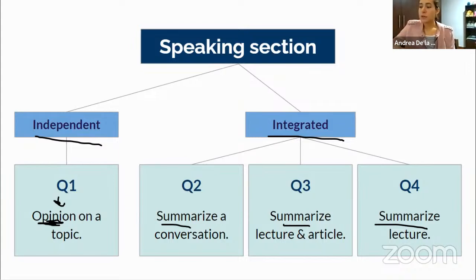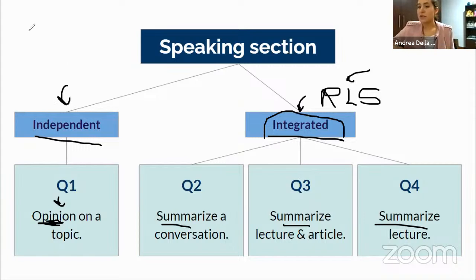Now, why are they called integrated? Because you're going to integrate different skills. It's not just about the way you speak. It's also about your listening comprehension and your reading comprehension. So you get to integrate reading, listening, and speaking in the integrated ones, because you have to read something and then summarize, or you have to listen to something and then summarize. Whereas in the independent one, the only thing you have to read is a question, and you don't need to summarize anything else. It's about yourself.